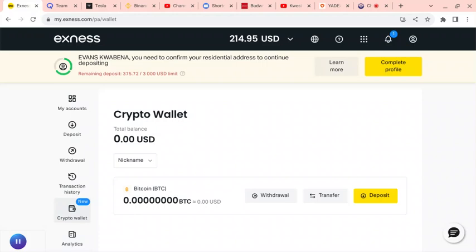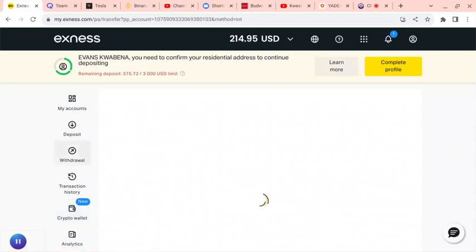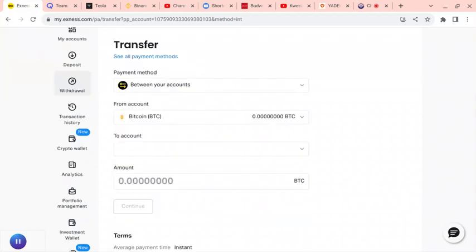A lot of people were thinking they can't use Exness to receive BTC, and that's why I'm doing this video. So if you want to withdraw your BTC from this platform, or you want to transfer it, let's go to the transfer. If I say transfer, do you understand the meaning of transfer? You don't. So transfer means that you want to transfer the BTC to different accounts.